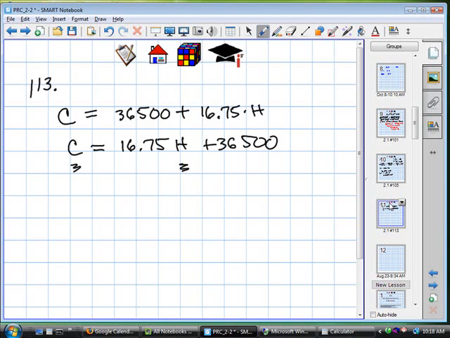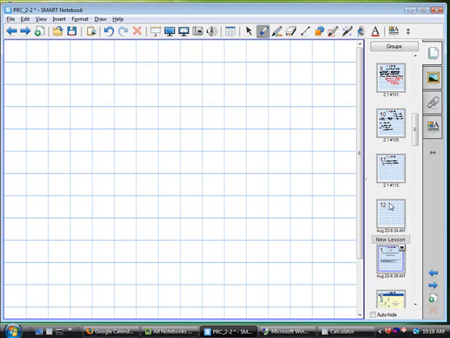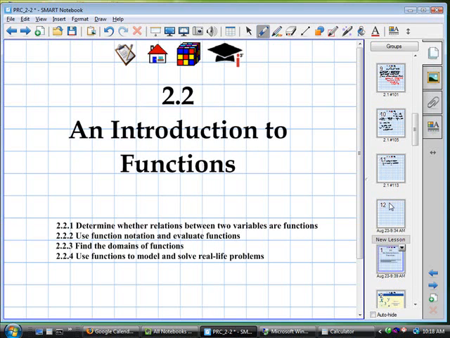Okay. Well, let's get going here on the new lesson. 2.2, Introduction to Functions. Okay, this is a real foundational section. So much is based on the concept of functions this year. This is really a huge one. We have the following 4 objectives.